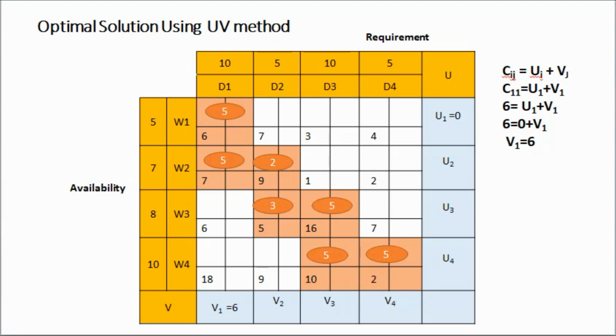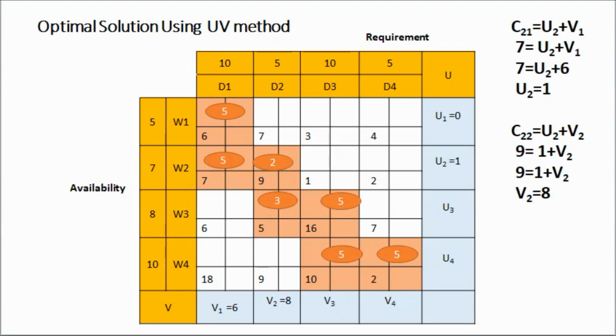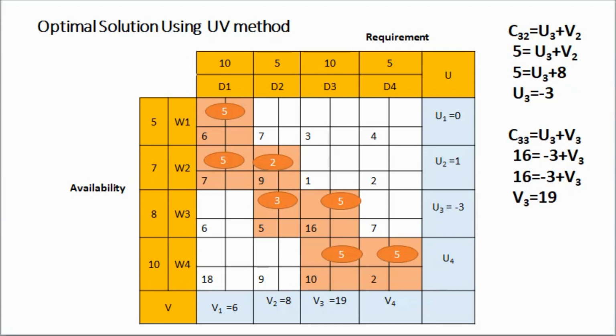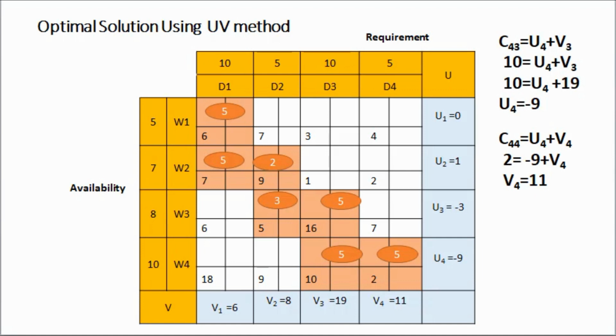Next, for the cell W2 D1, we compute that 7 is equal to U2 plus V1. Here again we calculate the value of U2, and U2 turns out to be 1. Similarly, for all the rows and columns, we determine the U's and V's in the same procedure. So U3 becomes minus 3, V3 becomes 19, U4 becomes minus 9, and V4 becomes 11.